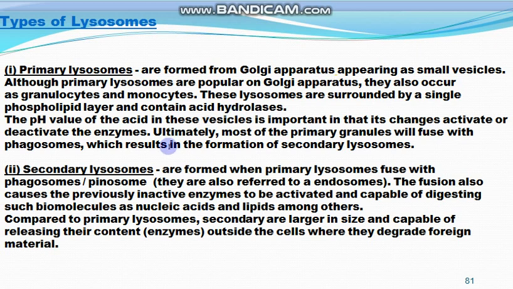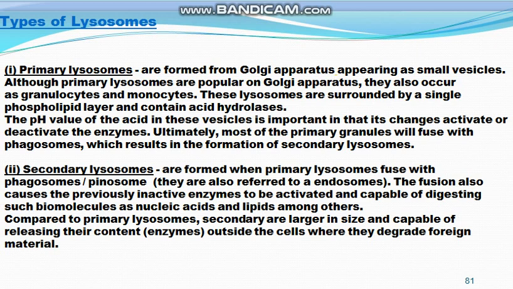And the pH value of the acid in this vesicle is important in that its changes activate or deactivate the enzymes, and ultimately most of the primary granules will fuse with phagosomes, which results in the formation of the secondary lysosomes. So what are primary lysosomes? These are the small vesicles which are pinched off from the Golgi apparatus, as I have already discussed with you while teaching you about the Golgi apparatus, that vesicles are pinched off from the Golgi apparatus.